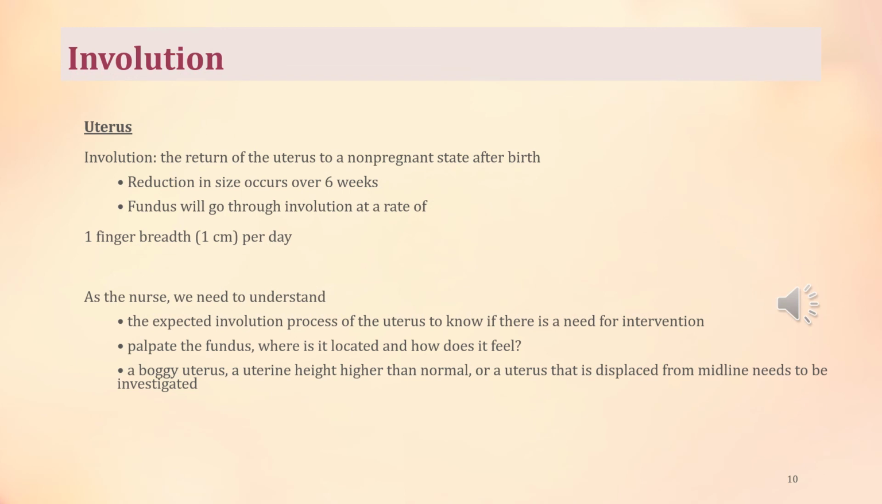So involution is where that uterus that was stretched out to carry the baby, the fluid, the placenta, all that good stuff, now has to return to its normal state or size after delivery. It takes up to 6 weeks for that uterus to return to normal size. Usually the uterus or that fundus will decrease a centimeter a day.